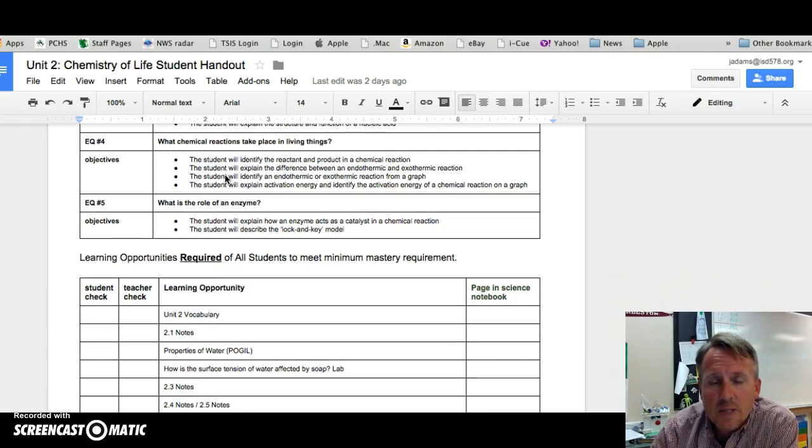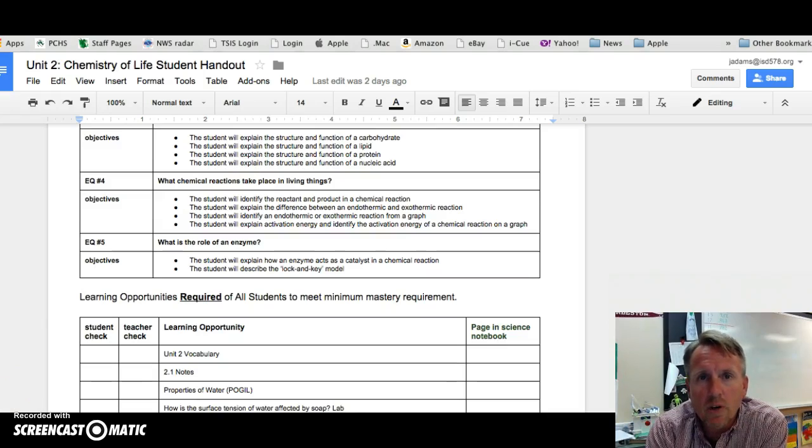Our first learning opportunity that we're going to work on is our vocabulary. So today, we are going to work on getting the vocabulary words down. So when working with our vocabulary words, again, you are going to write the word in the central oval on your vocabulary sheet. Above the oval, you will go through and write the definition.